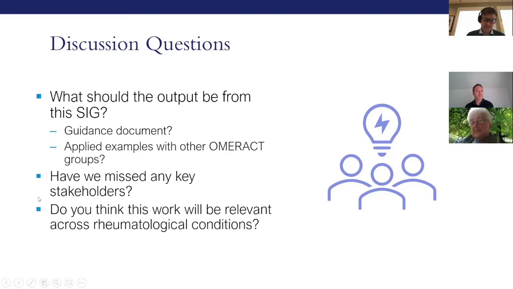Yeah, and then, have we missed any key stakeholders? And we wanted to throw out, do you think this work would be relevant across rheumatologic conditions? Or are there some where it's more relevant or not? Okay, and I think that was it.